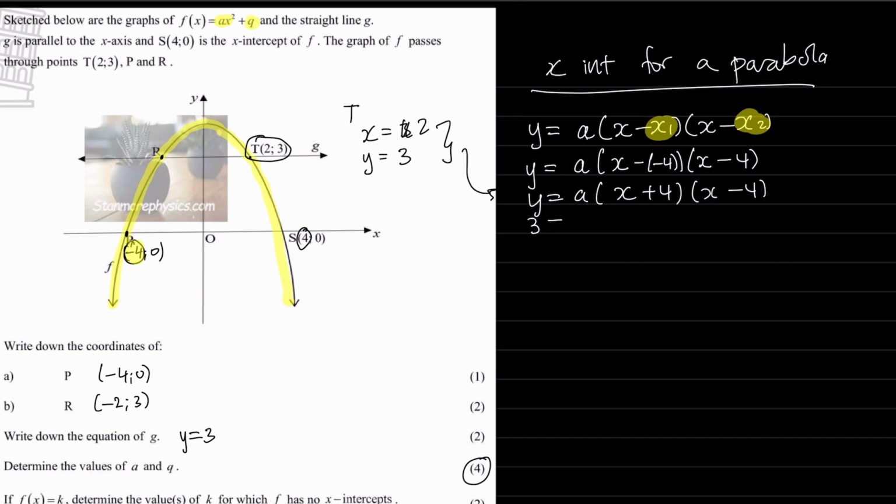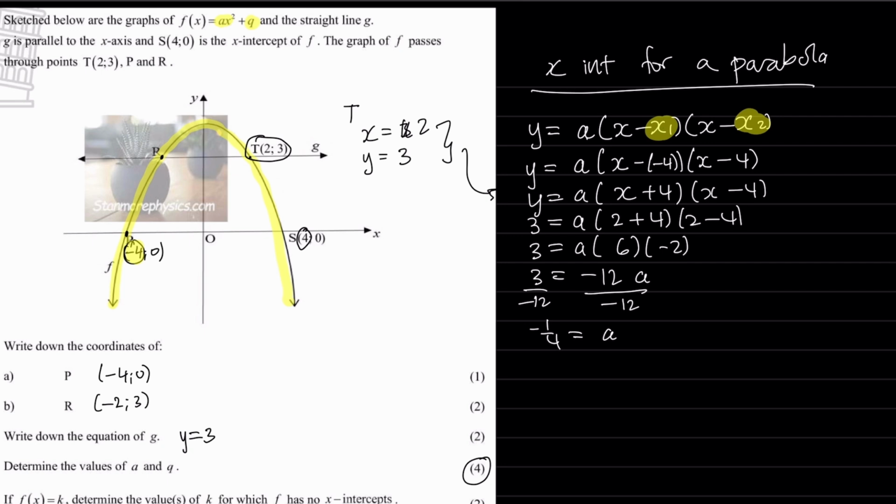So 3 is equal to a, and then 2 plus 4, and then 2 minus 4. Let's simplify. 3 is equal to a into 6 times minus 2. 3 is equal to minus 12a. Divide both sides by minus 12. So minus a quarter is equal to a. We've got the a value. Now if we want to work out the full equation and get the q value, we must substitute this a value into this equation right here.